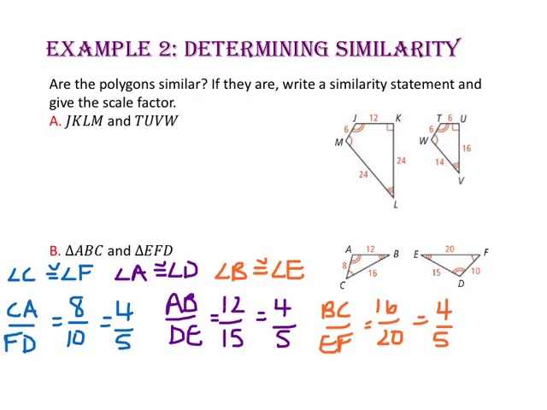So we're going to write our similarity statement. Remember, they must be in corresponding order. So we will write triangle CAB is similar to triangle FDE. The scale factor will be the simplified ratio of the side lengths. So our scale factor is 4:5.